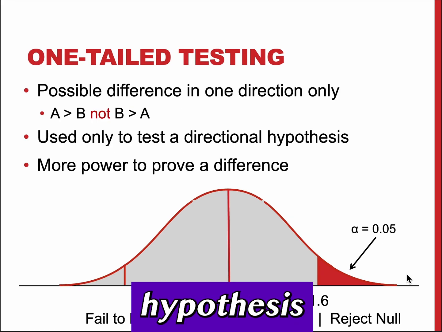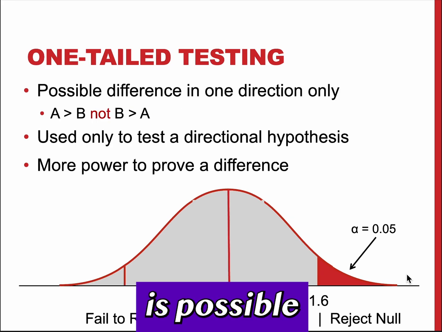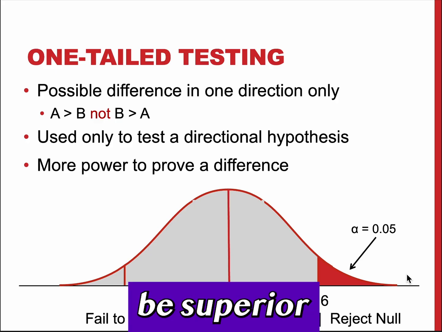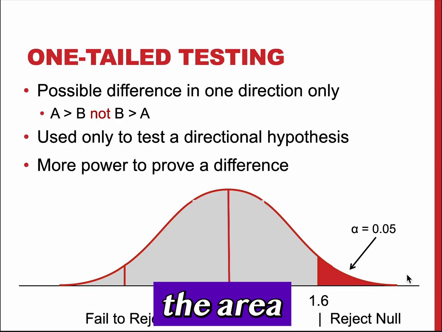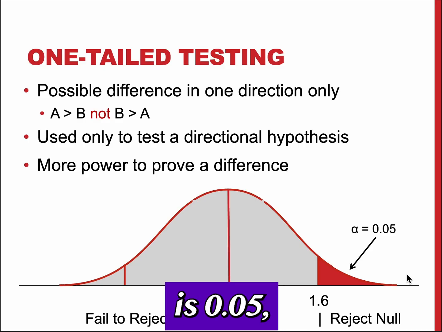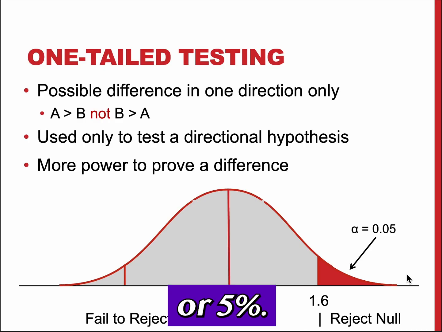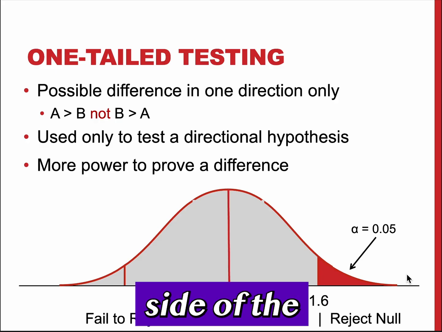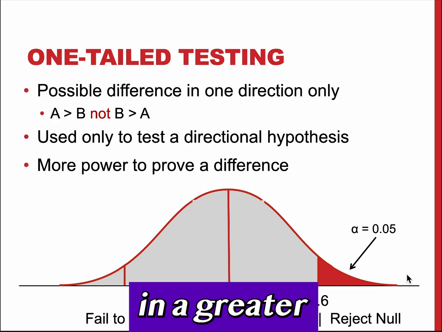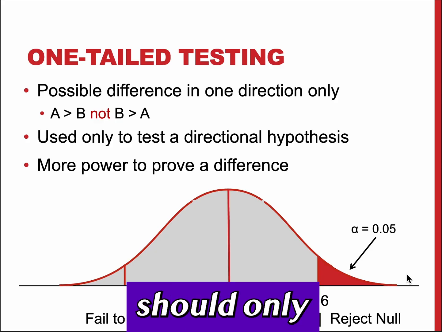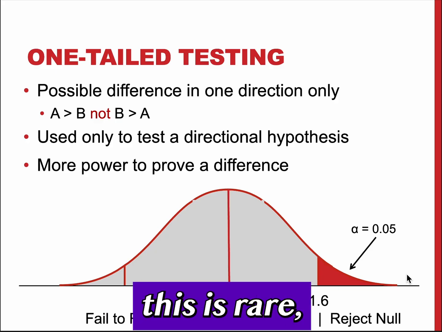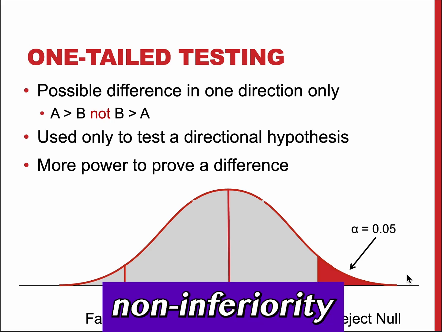In contrast, a one-tailed hypothesis indicates that a difference is possible in only one direction. A can be superior to B, but B cannot be superior to A. Note that the area of rejection of the null hypothesis is 0.05 or 5%. This differs from the 0.025 or 2.5% on either side of the two-tailed hypothesis and results in a greater power to find a difference with a one-tailed hypothesis. A one-tailed hypothesis should only be used when the difference is only possible in one direction. This is rare, and for a non-inferiority hypothesis.